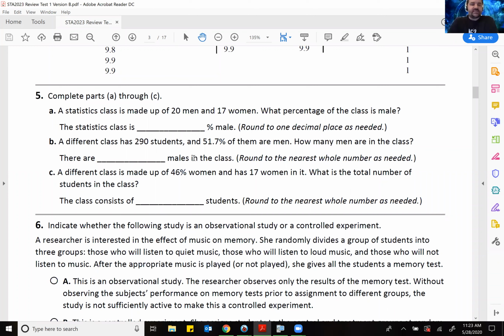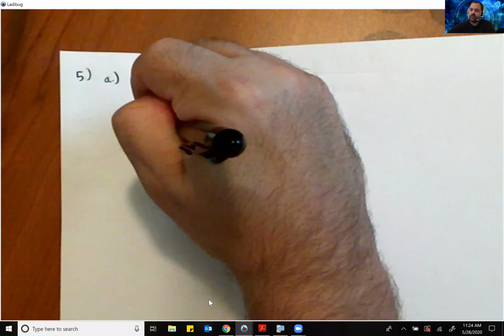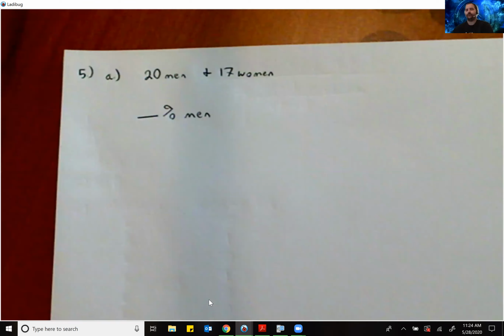So right here it says a statistics class is made up of 20 men and 17 women. What is the percentage of the class that is male? So how do we deal with that? Got 20 men and 17 women. This is what we know. We want to know what is the percentage of men. So how are we going to figure that out?